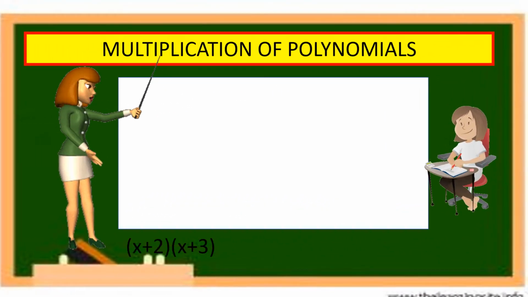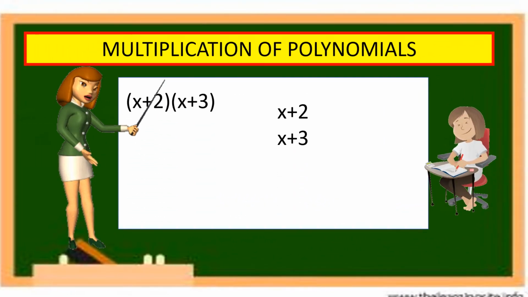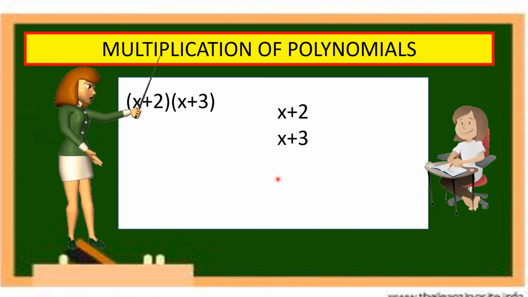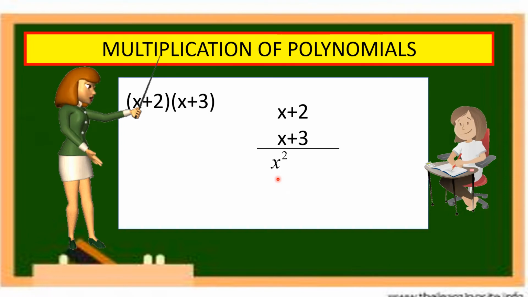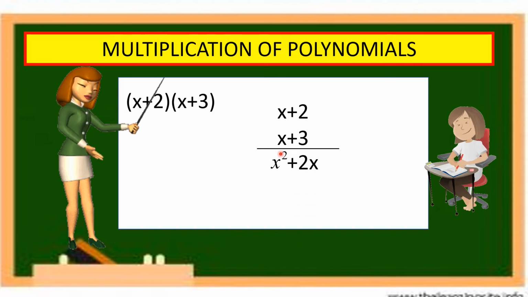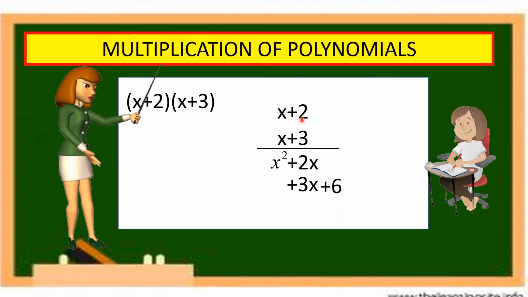Another solution. So we have the quantity of x plus 2 times the quantity of x plus 3. First we multiply x times x, that is x squared. 2 times x, that is 2x. 3 times x, that is 3x. 3 times 2, that is 6.